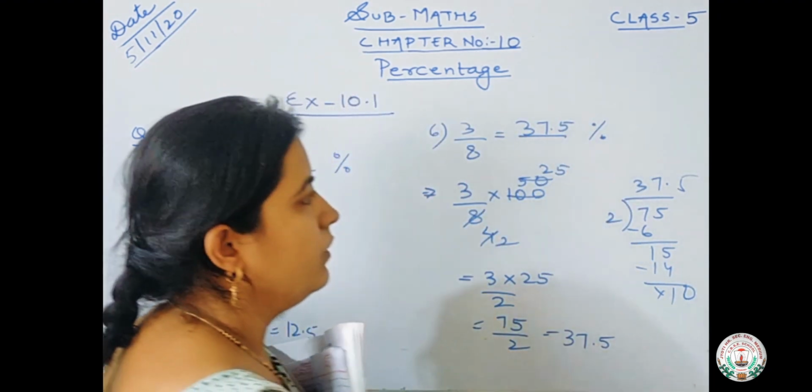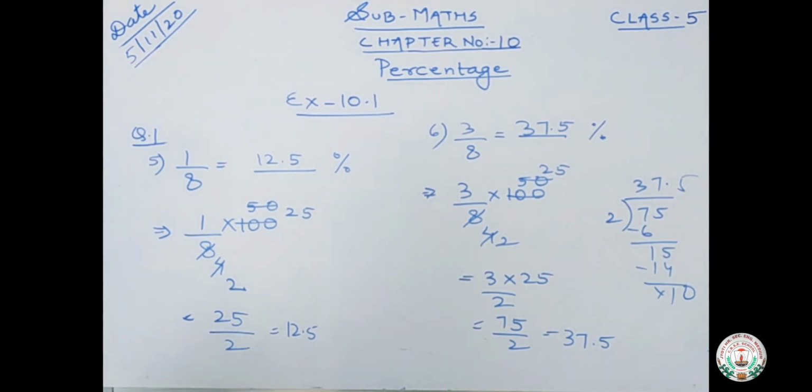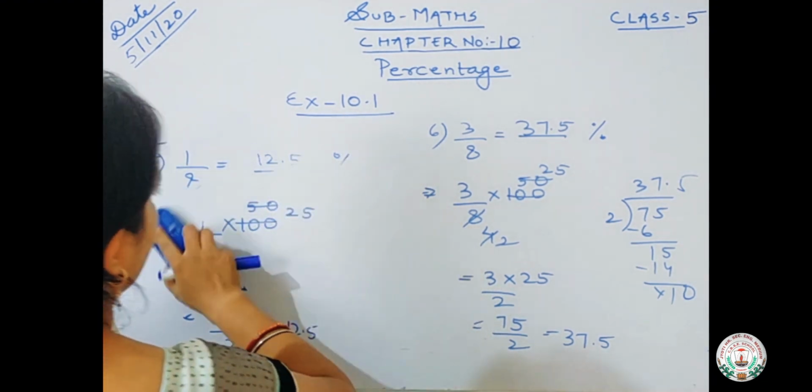37.5 percentage. So like this we will solve question number 1. Next question is express the following as percentage. Question number 2: you have to express the following as percentage.